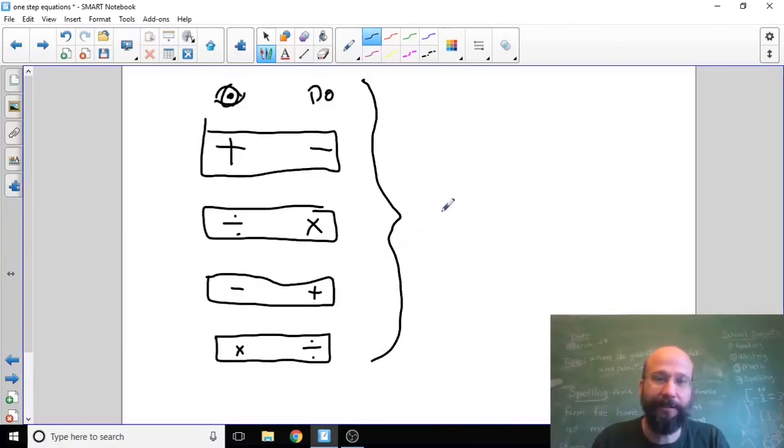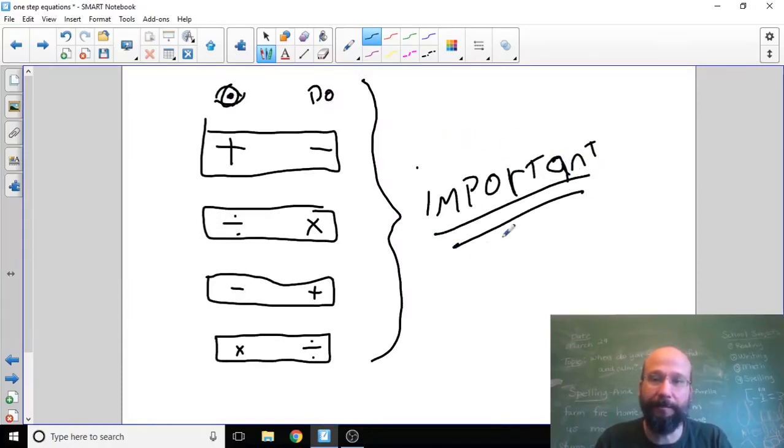One-step equations, everything builds on this. And you need to know this to do multi-step. And honestly, if you can do 2- and 3-step equations, then you can do any sort of multi-step, because they all basically build off of one another, and they build off of this.